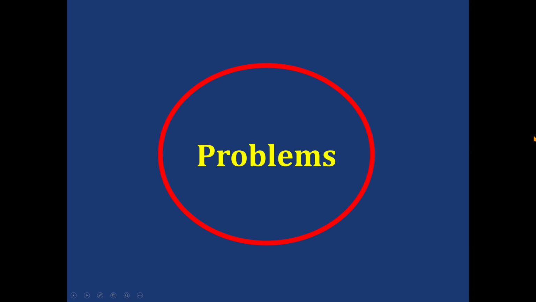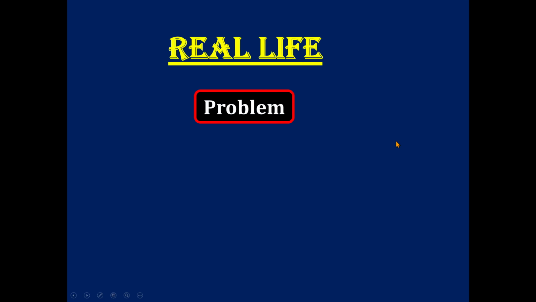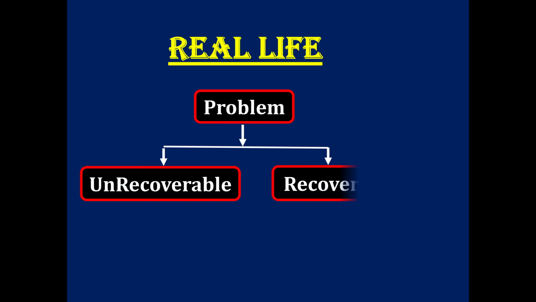So in our real life scenario, we are dealing with a number of problems. Now let me map the real life scenarios. In our real life scenarios, we have a number of problems. We can categorize these problems in many different categories. But in this scenario, I can cover only two categories, which are unrecoverable problems and recoverable problems.